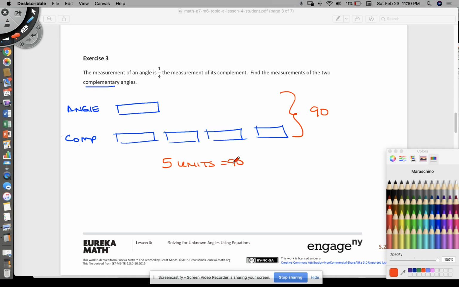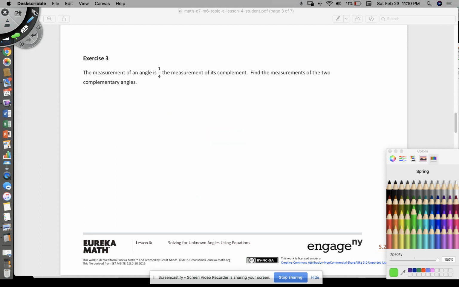which will equal 90. So I'm going to say 90 divided by 5, and I get 18. So each of these are worth 18. So how big is this top measure? 18. How big is this bottom measure? Well, 18 added 4 times gives me 72. And 72 plus 18 adds up to 90 degrees. All right, let's try the next one.